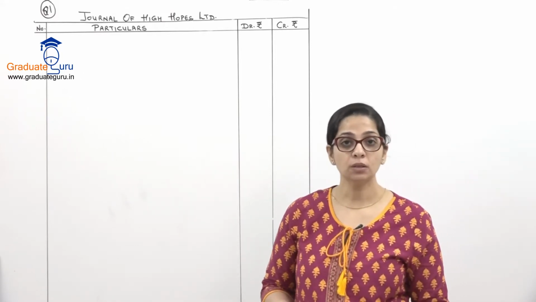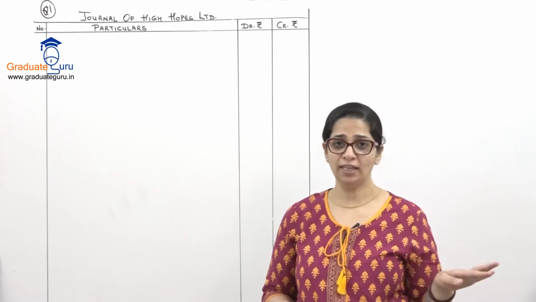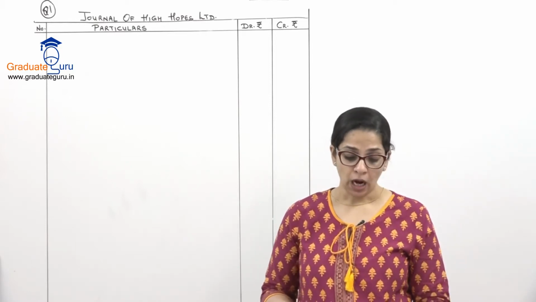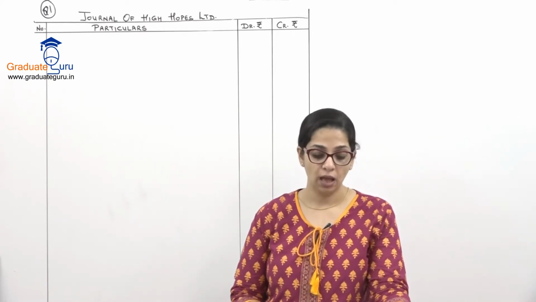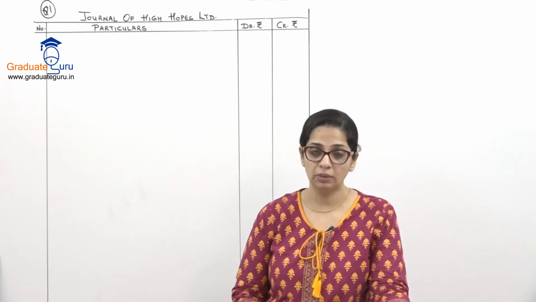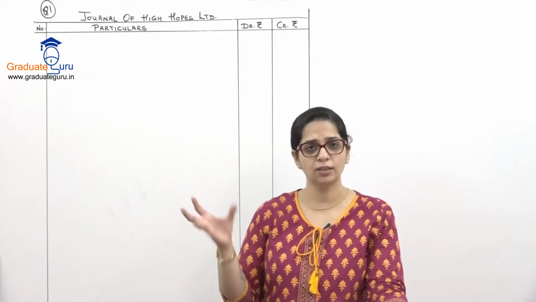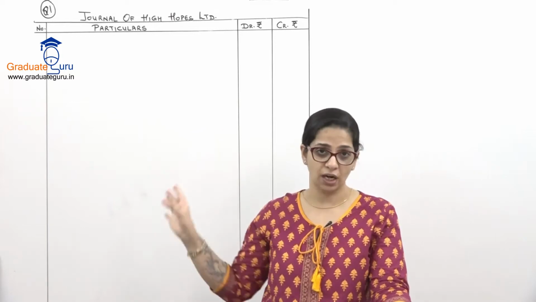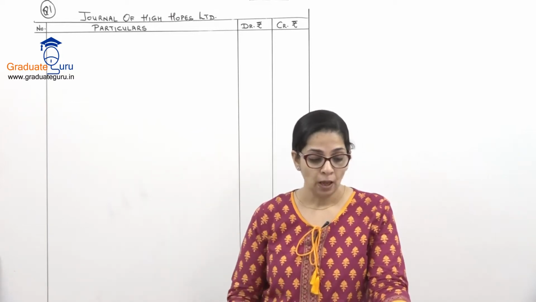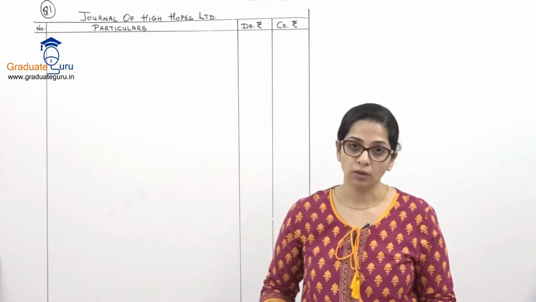The company decides to buy back 15,000 equity shares at par. At par means face value. There is no profit and no discount. Assuming that all the conditions and legal formalities have been complied with, it means we have checked all the conditions. So we don't have to do the conditions format. Pass journal entries for the same.